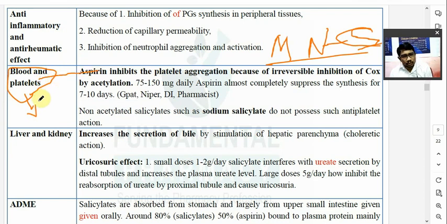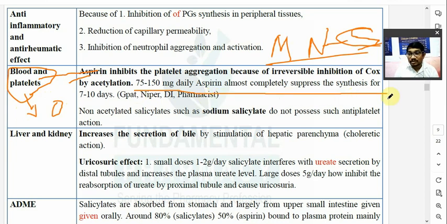Right? Now, that's why aspirin exerts its anti-platelet effect for 3 to 5 days. Now, after 3 to 5 days, what happens? New thrombocytes will replace them. That's why aspirin will inhibit platelet aggregation for 4 to 5 days. Now, 75 to 150 milligram daily aspirin completely suppresses the synthesis of thromboxane A2 for 7 to 10 days. And this dose is 75 to 150 milligram.